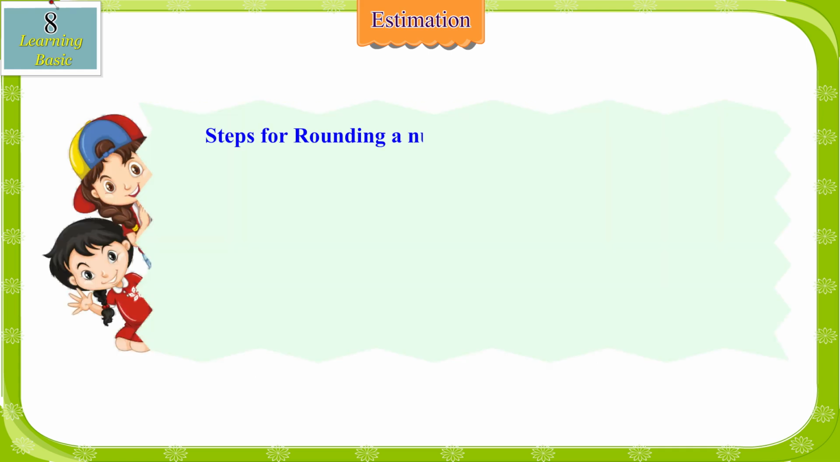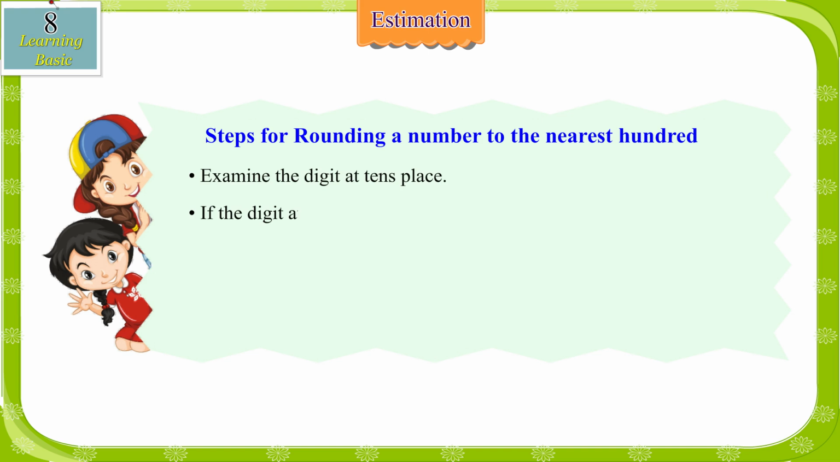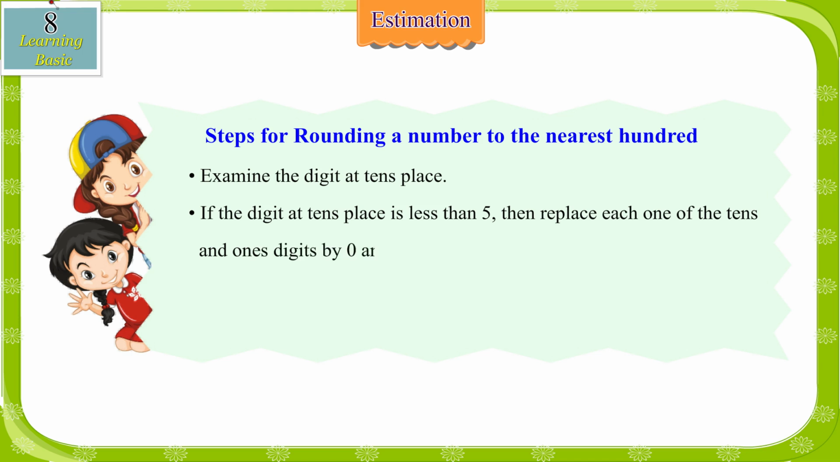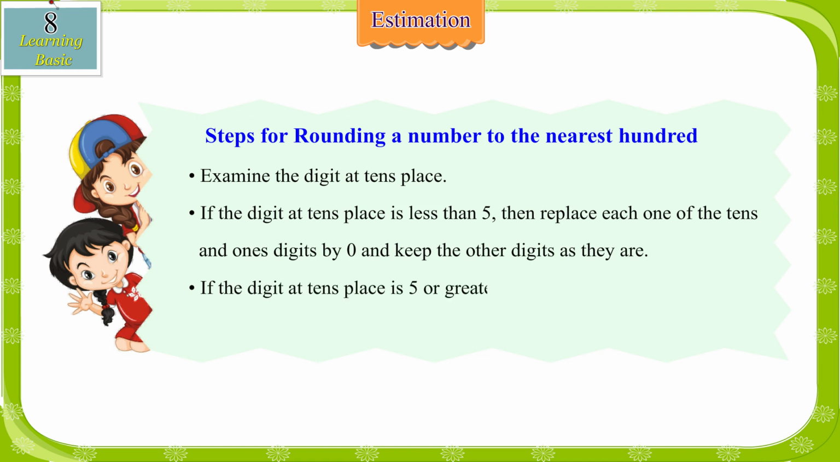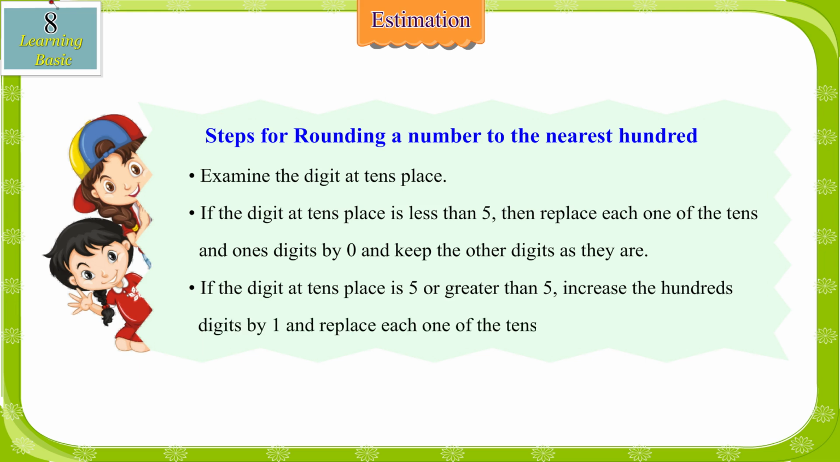Steps for rounding a number to the nearest hundred. Examine the digit at tens place. If the digit at tens place is less than 5, then replace each one of the tens and ones digits by 0 and keep the other digits as they are. If the digit at tens place is 5 or greater than 5, increase the hundreds digit by 1 and replace each one of the tens and ones digits by 0.